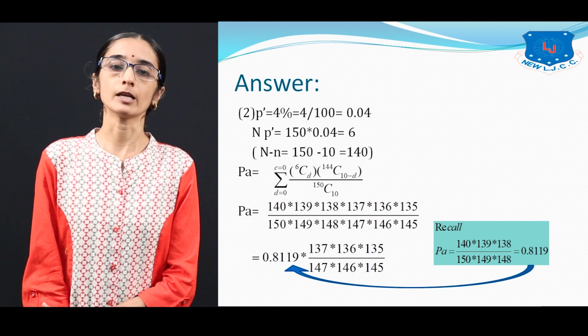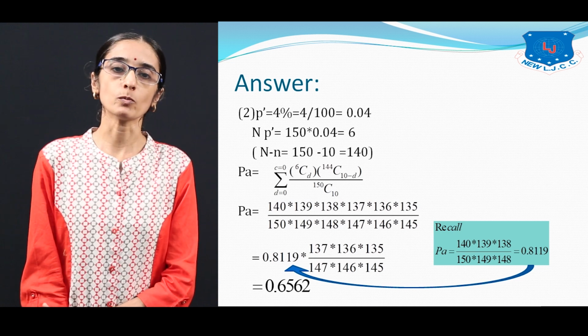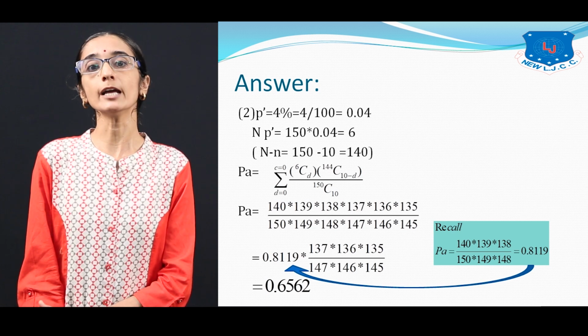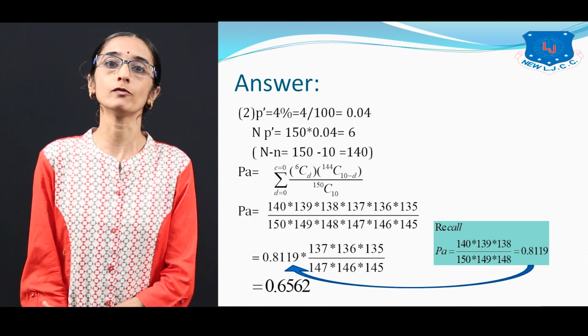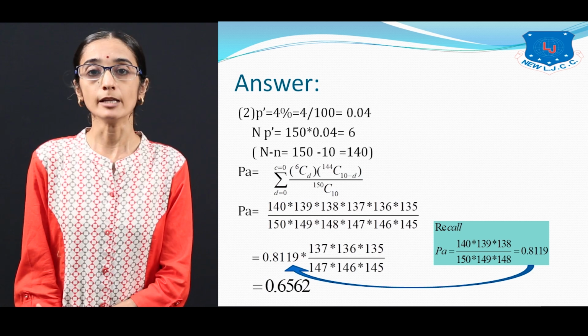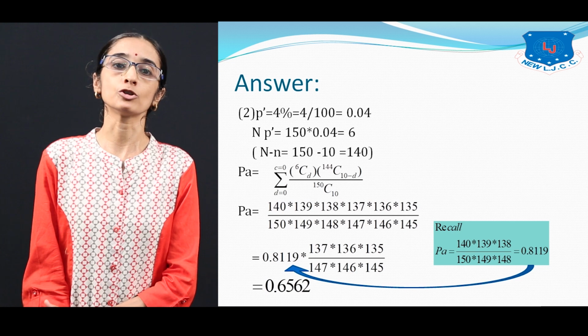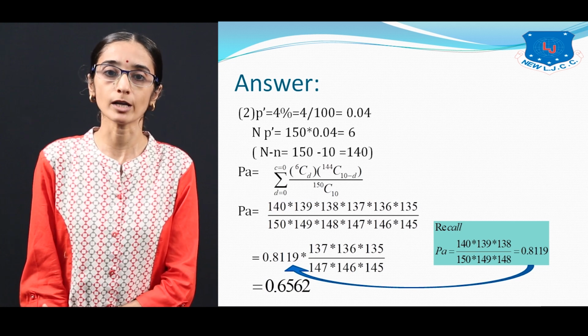So we will get the final answer, that is 0.6562. Check out one more thing. If P dash increases, that is, proportion defective increases, then definitely the probability of accepting the lot should decrease in value.